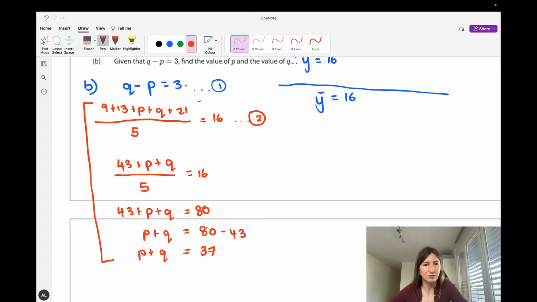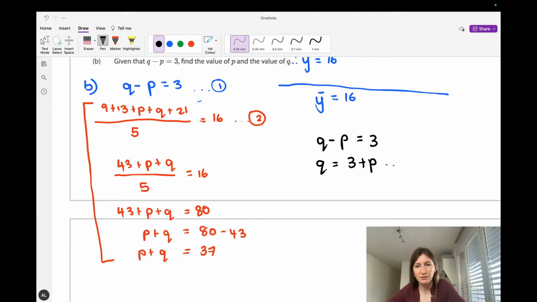So I'm going to write these two, my one and my second one. Let's go in black just so I'm not confusing you. Let's write them again. Q minus P equals 3, let's write that as Q equals 3 plus P, just in terms of one variable. So that's the first equation. It's going to make life easier. And P plus Q equals 37. Okay, so this is a set of simultaneous equations. We can use elimination method, we can use substitution method. But now we have those two and we're going to solve them for P and Q. If you have two variables, you need two equations.